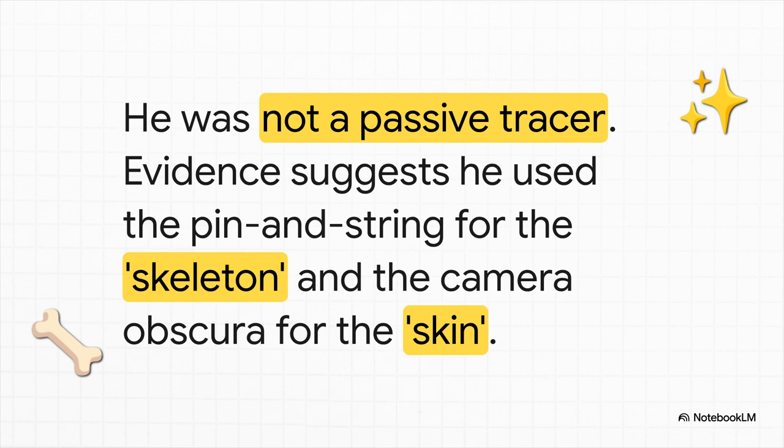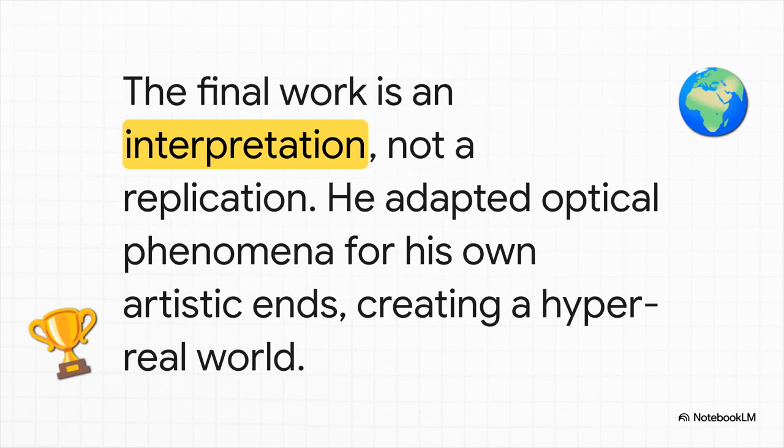It's totally plausible he used the traditional pin and string method to lay down the rigid mathematical skeleton of his painting, and then he used the Camera Obscura to study the light, the tone, and those cool optical effects, using it to apply the skin to that skeleton. And that's the key takeaway here. The final painting is always an artistic interpretation, not a simple replication.